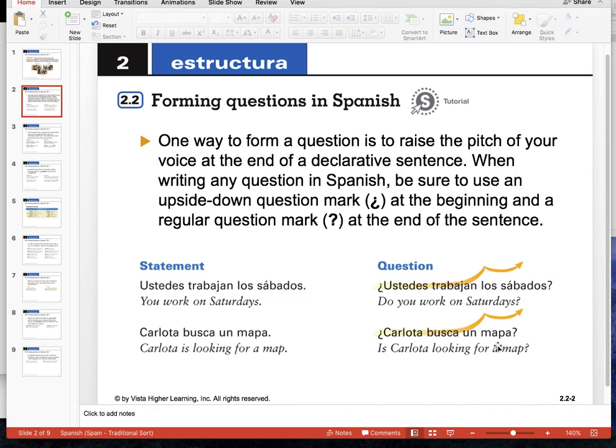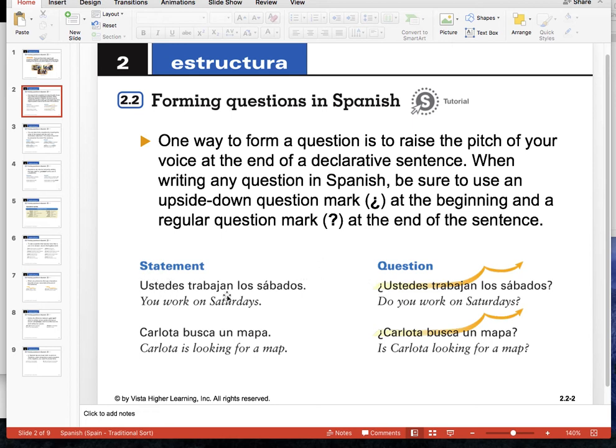One way to form a question is to raise the pitch of your voice at the end of a declarative sentence. When writing any question in Spanish, remember that we use the upside down question mark at the beginning, and a regular question mark at the ending. Okay, so that's very important. So let's see what they mean by this.